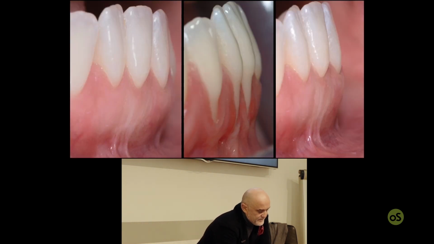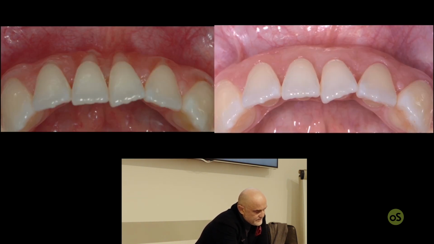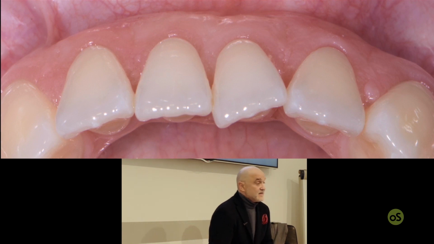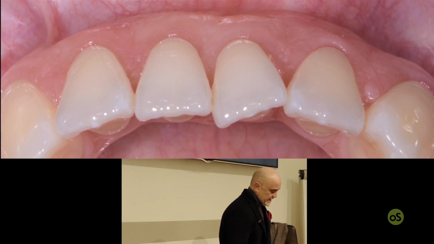And this is the very, very long-term stability of this case, and this is the 7-year coverage and increase in the soft tissue thickness in a very complex situation because most of these roots were completely outside of the bone.